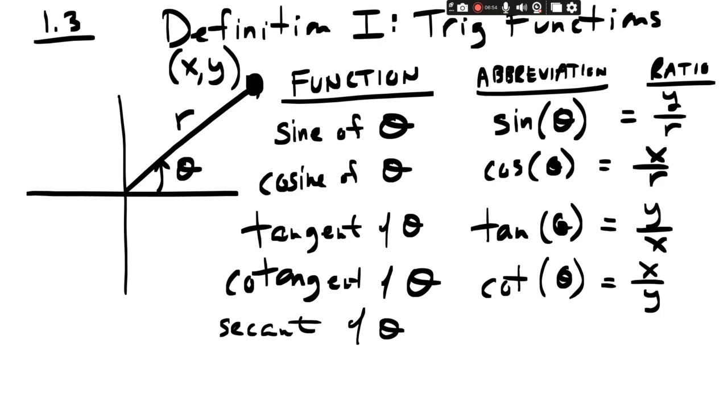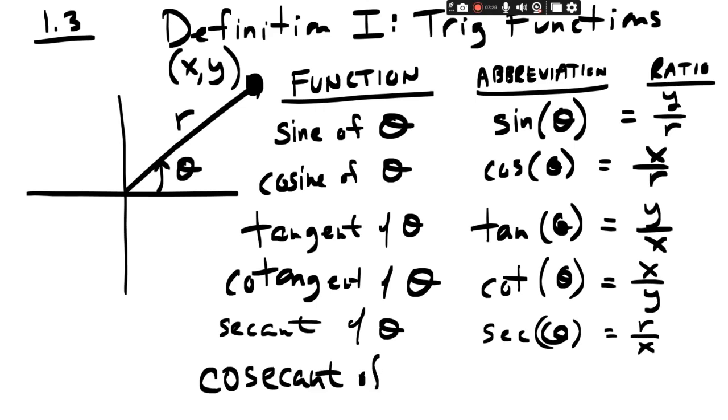It's called secant. Secant of theta. Tangent just means touch. The abbreviation is SEC, just like seconds, right? And this one's going to be R over X. And then we call it secant, right? So cosecant. Cosecant of theta.